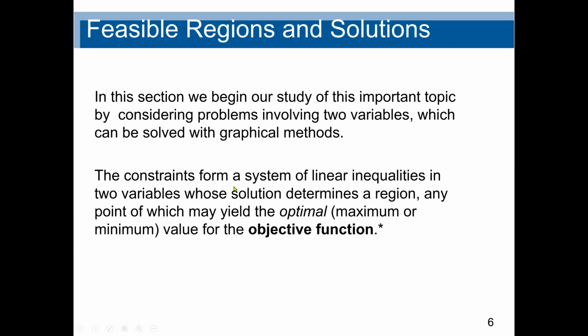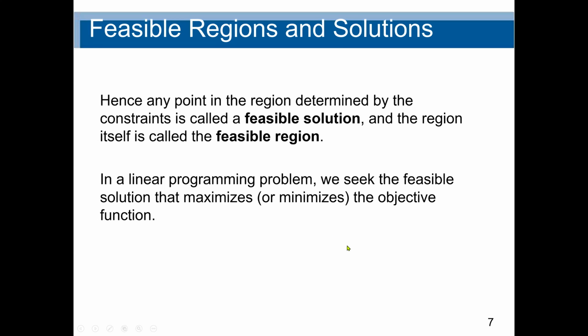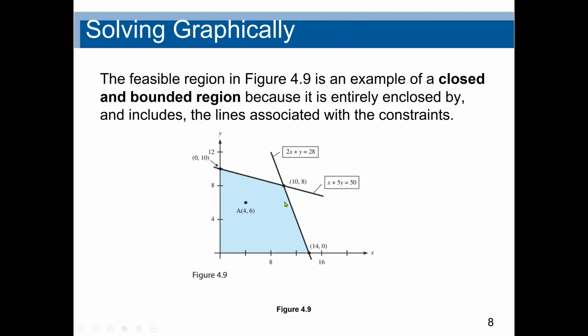Now, the constraints form a system of linear inequalities in 2 variables, whose solution determines a region, any point of which may yield the maximum or the minimum optimal value for the objective function. Hence, any point in the region determined by the constraints is called a feasible solution, and the region is called the feasible region. And the best way to solve this problem is by a good example.